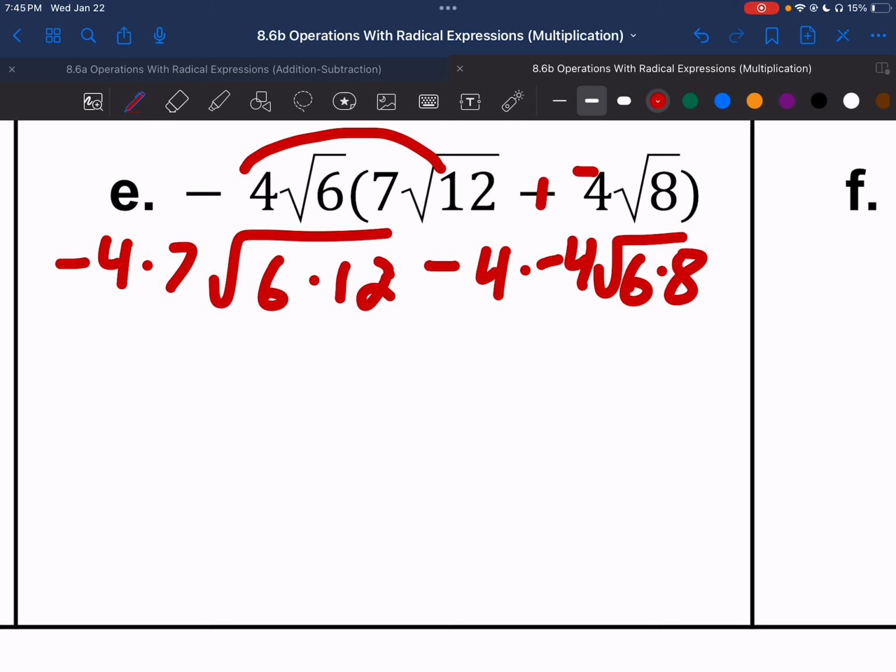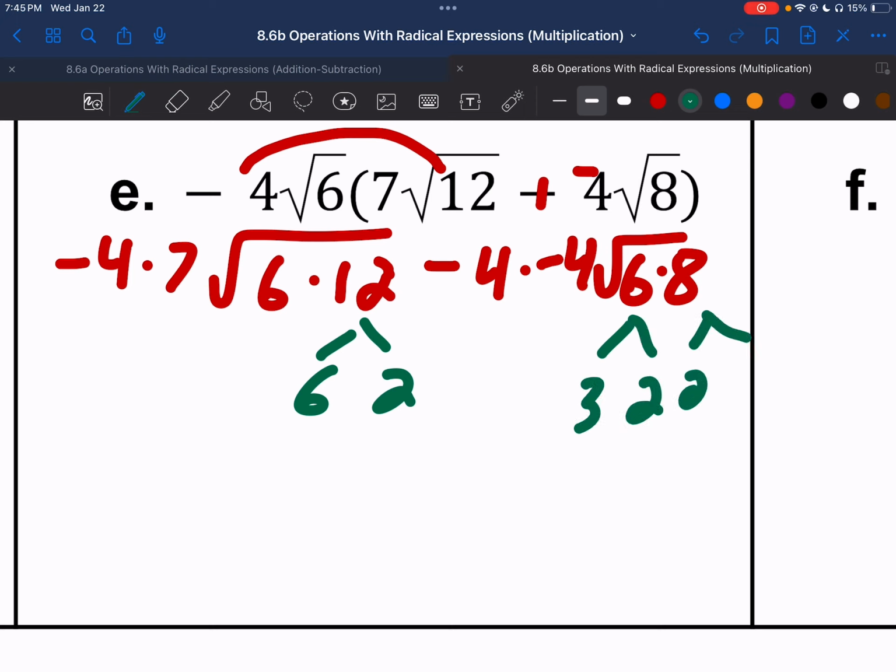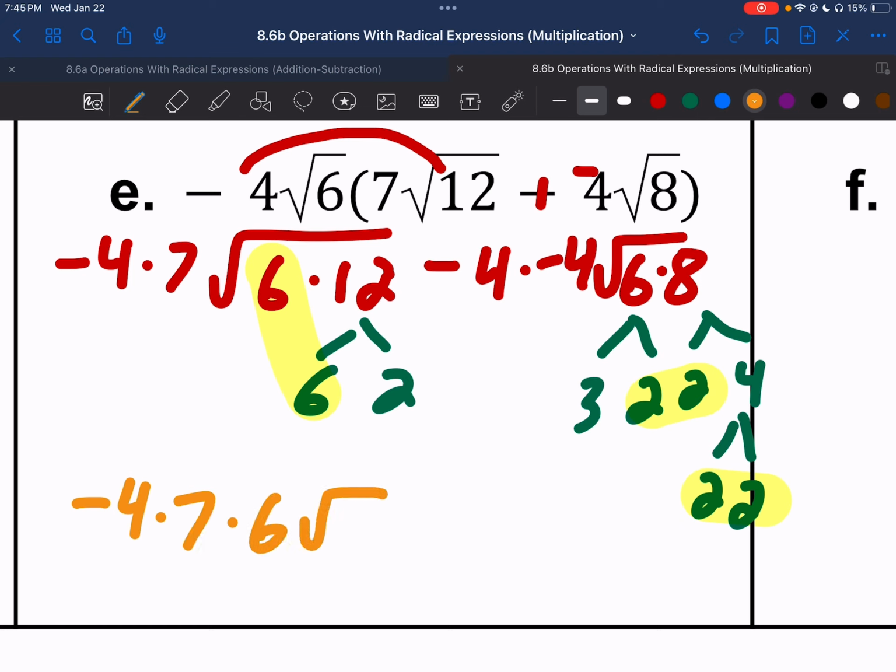So when we do that, our radicands: 12 is 6 and 2. Let's see, 6 is 3 and 2. 8 is 2 and 4. 4 is 2 and 2. So now we look for our common terms. We have a pair of 6's there. We have a pair of 2's, and we have a pair of 2's. So when we go ahead and identify that, we're going to bring out the negative 4 times 7 times 6, and we have a square root 2 left.